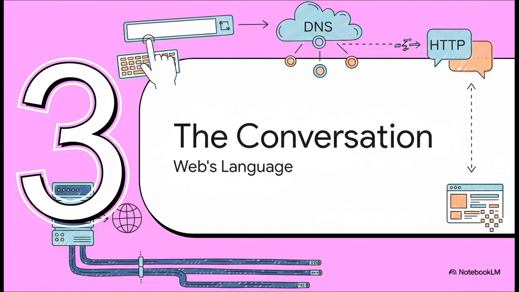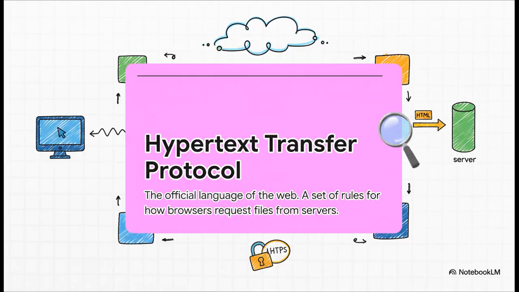Now what? Well, now the browser actually needs to talk to the server to ask for the website's files. And to do that, they both need to be speaking the same language. And that official language of the web is HTTP, Hypertext Transfer Protocol. It's really just a set of rules for the conversation. Your browser sends a request saying, "Hey, can you please get me this web page?" And the server replies, "Sure thing, here are the files." This simple request and response handshake is what kicks off basically everything you do online.